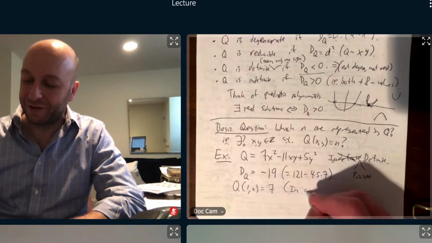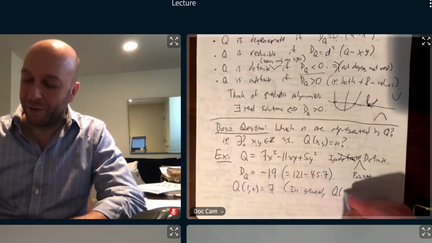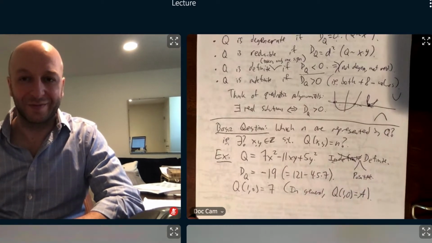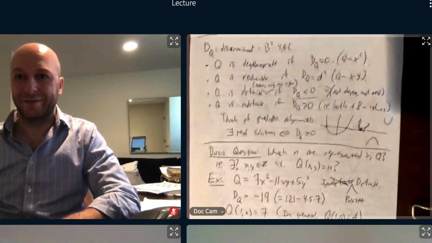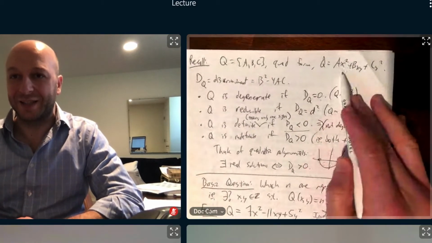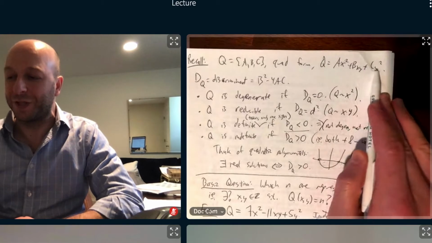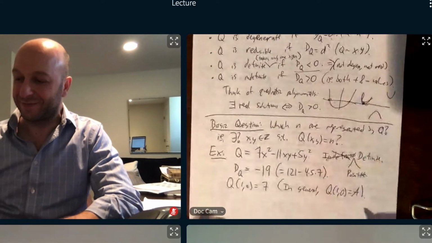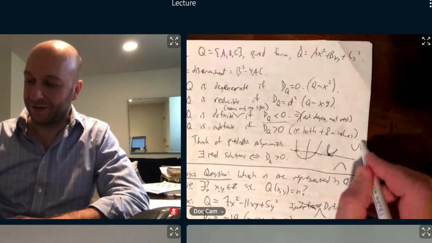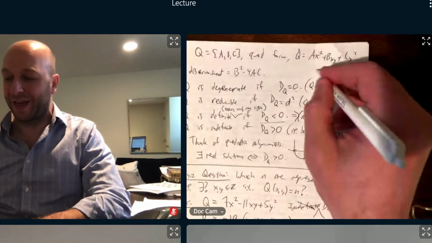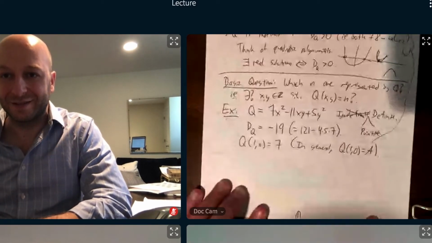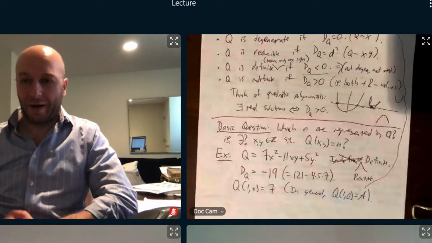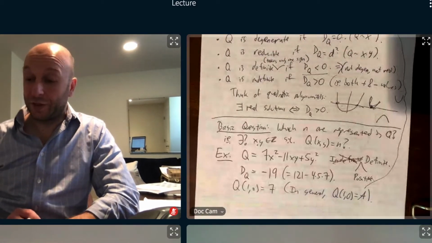And in general, notice that Q of 1, 0 is always a, that first coefficient, right? If I have ax squared plus bxy plus cy squared and I set y equal to 0, these things are gone. I set x equal to 1, I just get a. So maybe I'll do a little line like that. Can you see that? I have to slow down a little. Okay. All right. So it's positive definite.